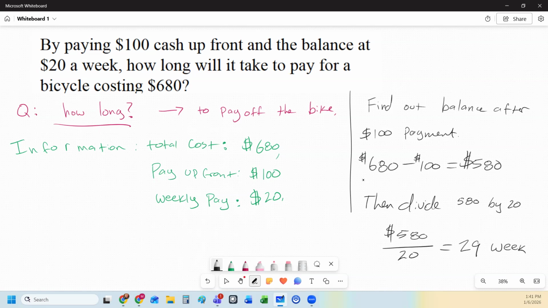And that's it. In the end, how long? My answer is in weeks. It's 29 weeks. Does that make sense? You can try it. You can say 29 weeks at $20 is indeed $580 plus my $100 initial payment. That's my $680 paid off, right?